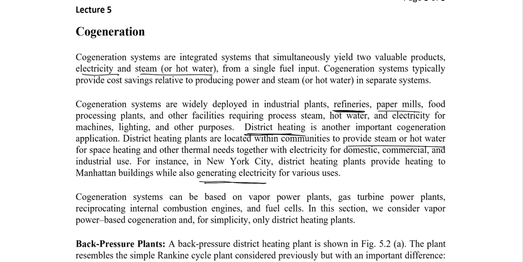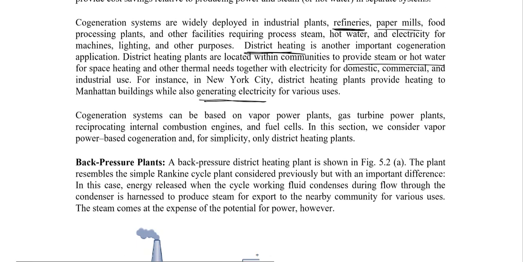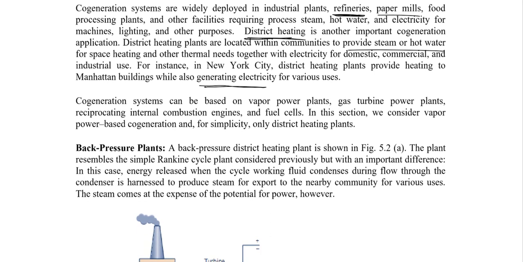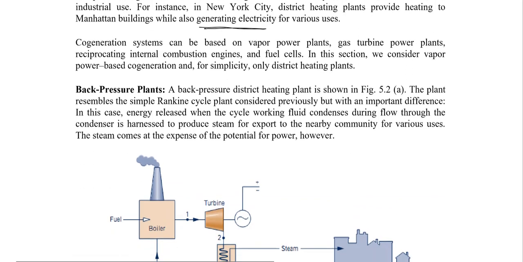So this is what actually we call it as a cogeneration. So when we have got both power output from the system and also the steam or the hot water from the system. Cogeneration, yes, they can be based in a vapor power plant, gas power plants, internal combustion engine, the fuel cell, and so on and so forth. But in our lecture, we will be actually discussing the Rankine-based cogeneration processes.